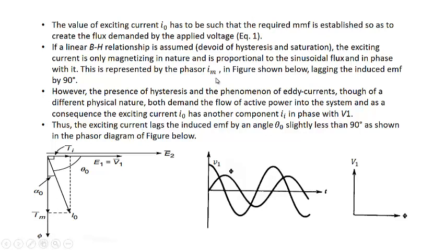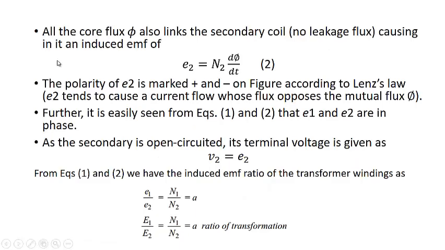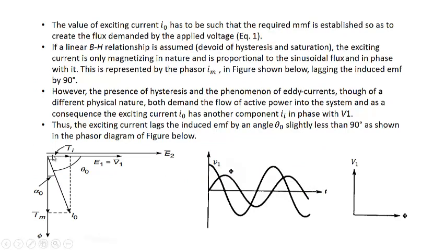And the exciting current will now only have this magnetizing component of the current. It will not have any other component, so this magnetizing component will be in phase with this, and it will be lagging the induced EMF by 90 degrees, as I have told you earlier. From these two equations, E2 is equal to d phi by dt. Phi is sine omega t, so E2 is cos omega t, so it will be lagging. So if this is V1, this will be phi, and this Im magnetizing component of current will be in phase with it.